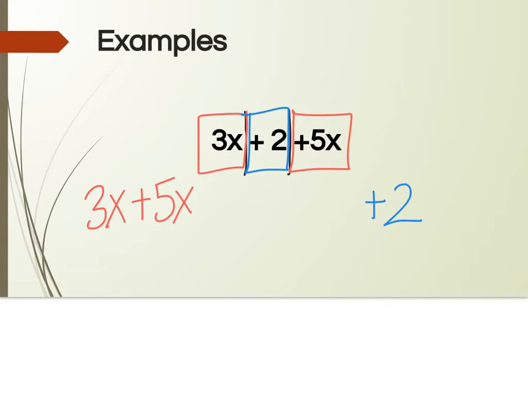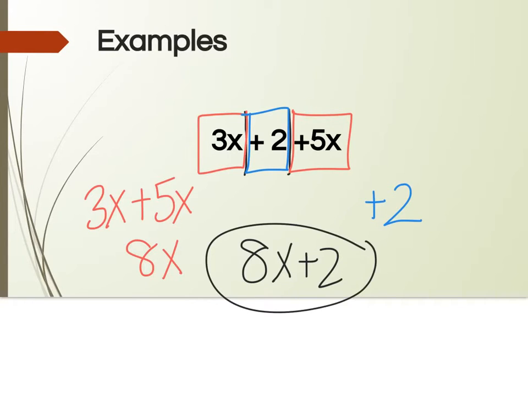They're same signs, so you add. 3 plus 5 is 8. Bring down your x, and it's positive because we keep the same sign. Then you have the +2, which doesn't get added to anything, so you just put it together, and your answer is 8x plus 2.